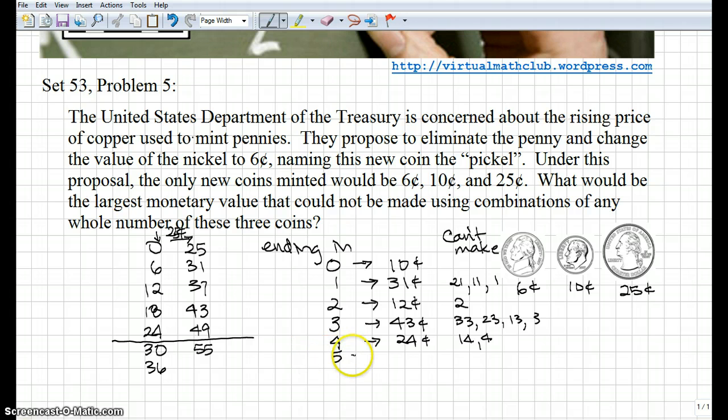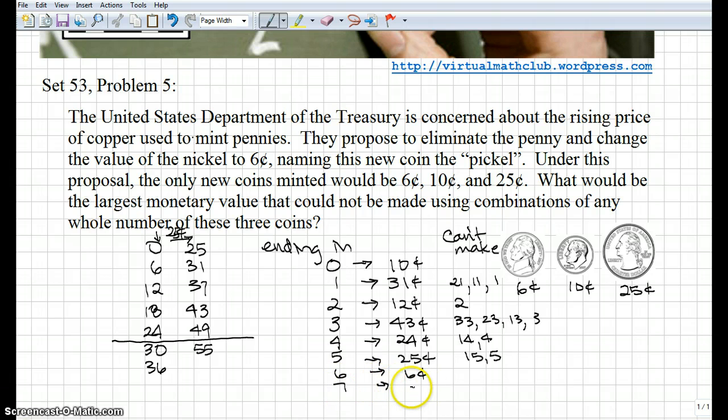Alright, let's look at the 5s. 25 cents. Well, we have 25 cents. We can make 25 cents, but we can't make 15 cents and we can't make 5 cents with the coins. Ending in 6. Alright, looks like the first one that we can make ending in 6 is 6 cents, right? Because it's just 1 pickle, so 6 cents, so we can make anything really ending in 6.